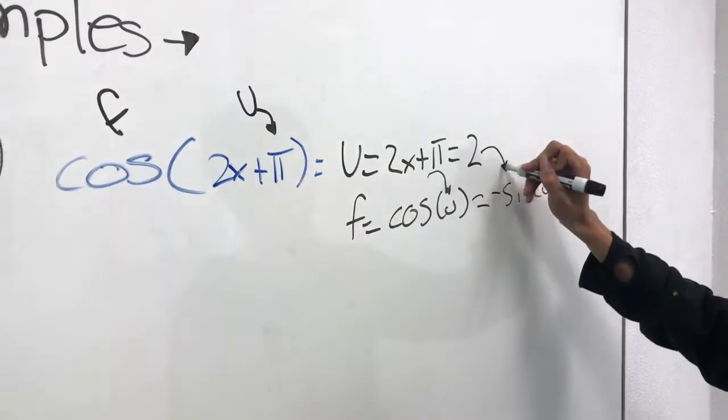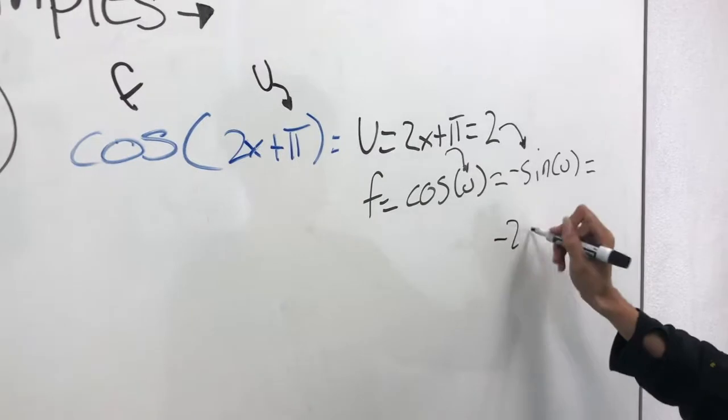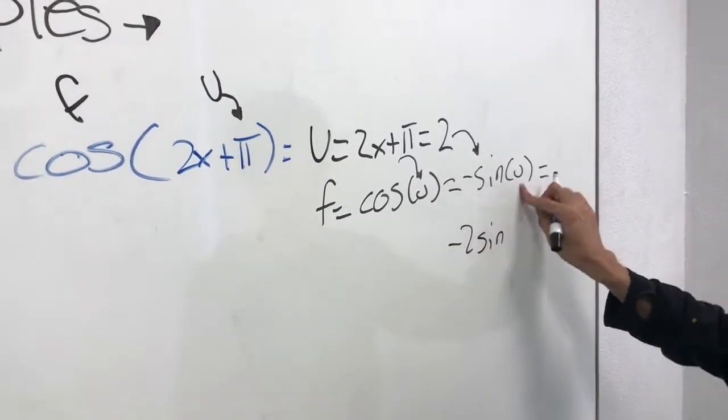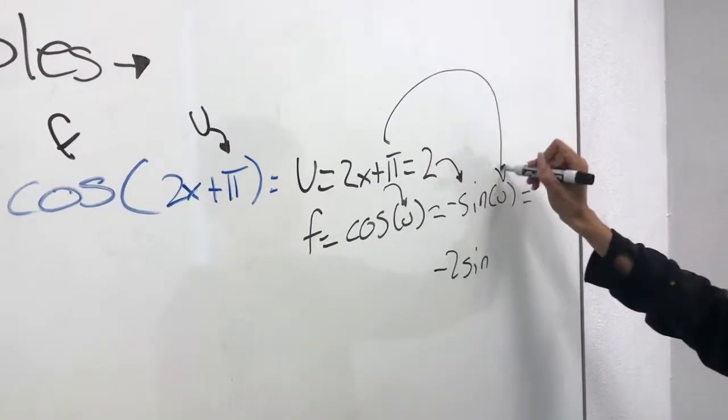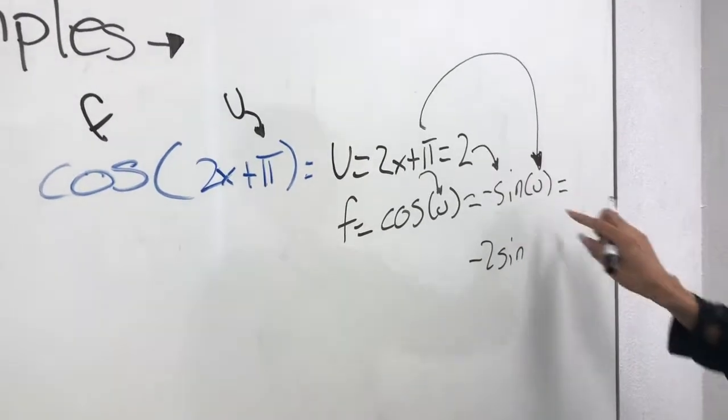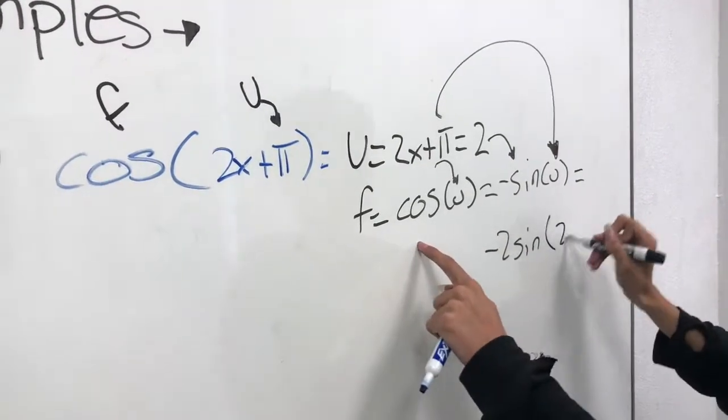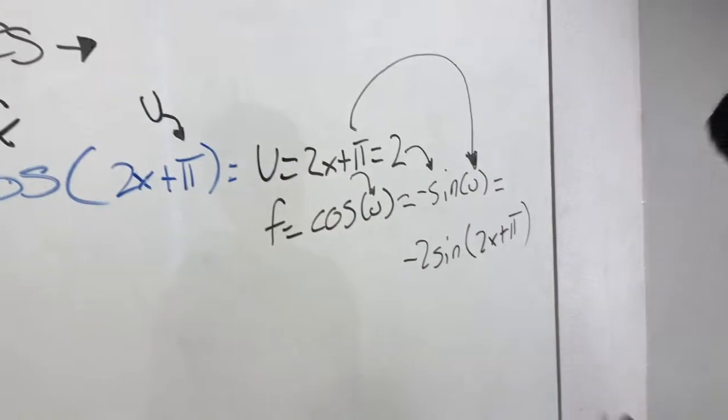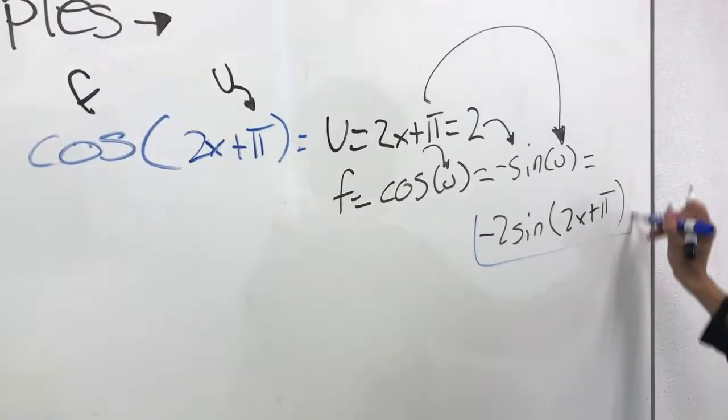Here we multiply the 2 times this one, which would be minus 2 sine of u. We take our u inside the parentheses of sine, which would be 2x plus pi. And this would be our final result for this function.